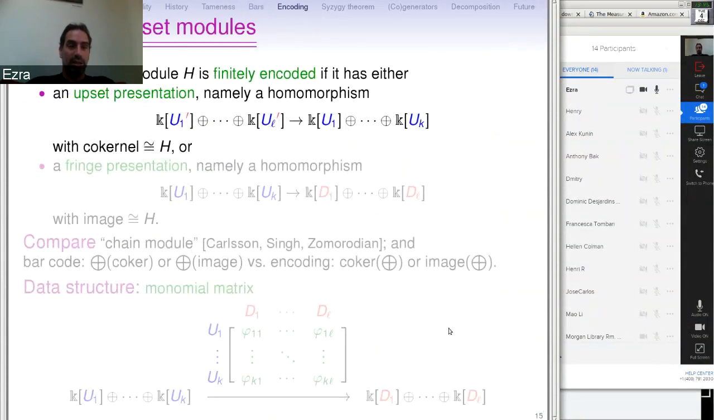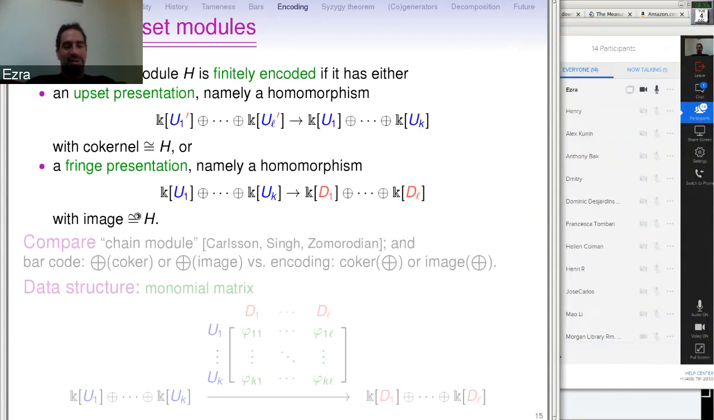So for the higher dimensional case, you have to do something slightly different. An R^n module is finitely encoded if it has either an upset presentation, which is going to be a homomorphism from a direct sum of upsets to a direct sum of upsets, and you want the co-kernel to be H, or you want it to have a fringe presentation, which is going to be a homomorphism from a direct sum of upsets to a direct sum of downsets, and you want the image to be H.